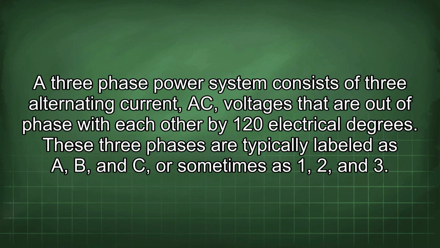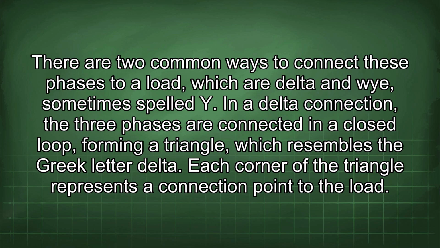A three-phase power system consists of three alternating current AC voltages that are out of phase with each other by 120 electrical degrees. These three phases are typically labeled as A, B, and C, or sometimes as 1, 2, and 3. There are two common ways to connect these phases to a load, which are delta and Y, sometimes spelled Wye. In a delta connection, the three phases are connected in a closed loop, forming a triangle, which resembles the Greek letter delta. Each corner of the triangle represents a connection point to the load.